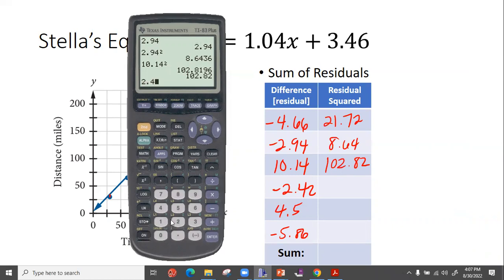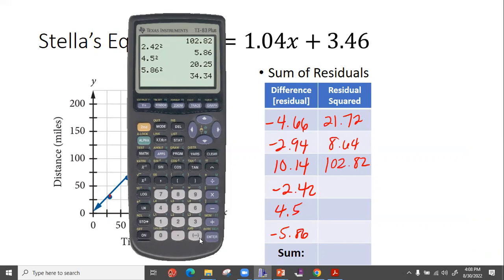2.42 squared gives me 5.86. 4.5 squared gives me 20.25. And 5.86 squared gives me 34.34.